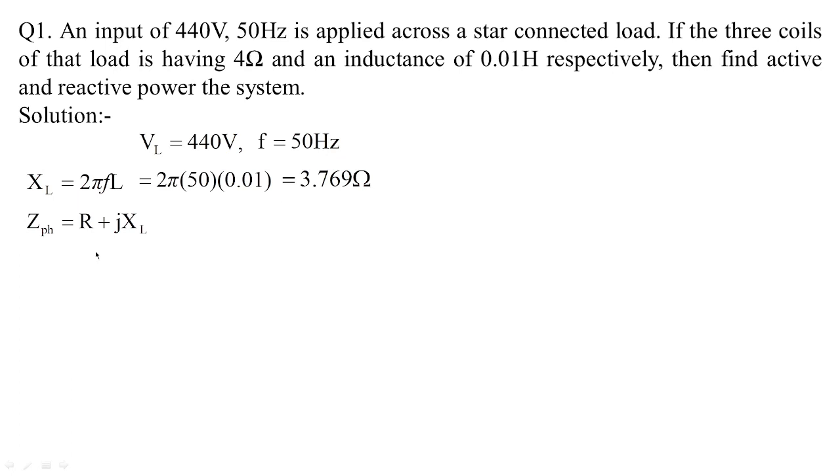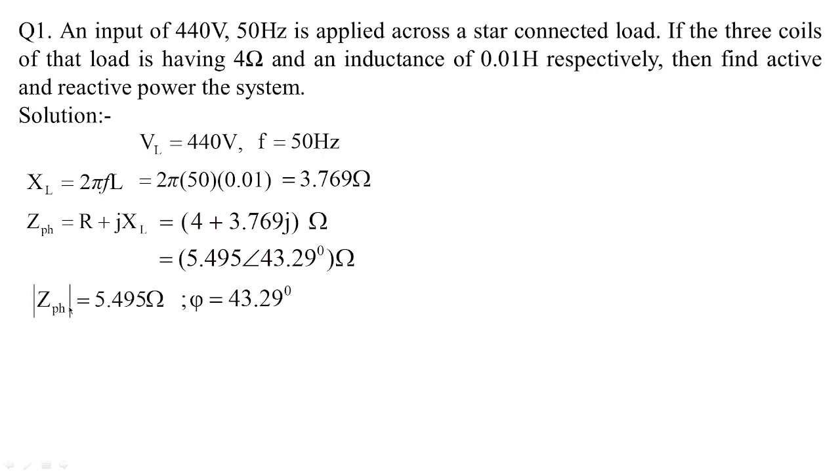Now once we are done with this inductive reactance, let us calculate the overall impedance of the circuit. The overall impedance of the circuit is a combination of the real component and the imaginary component. So it is given by R plus jXL. The R value is 4 ohms, and just now we estimated the value of XL, which is 3.769, and j is the imaginary component. So the impedance value of this particular star connected load is in rectangular form. You can change this rectangular form into polar form with the help of your calculator or with the normal calculations of mathematics. The polar form value of this impedance is 5.495 at an angle of 43.29 degrees. Hence, we have obtained the impedance value in magnitude form as 5.495 ohms, and the phase angle between voltage and current is 43.29 degrees.